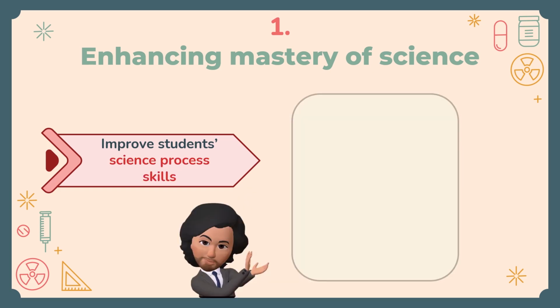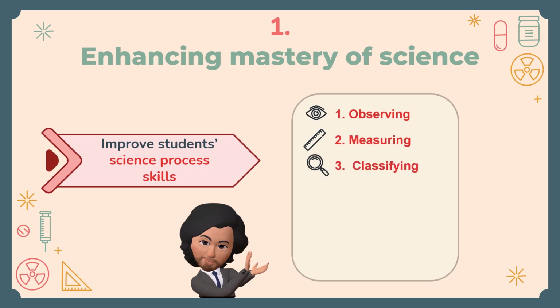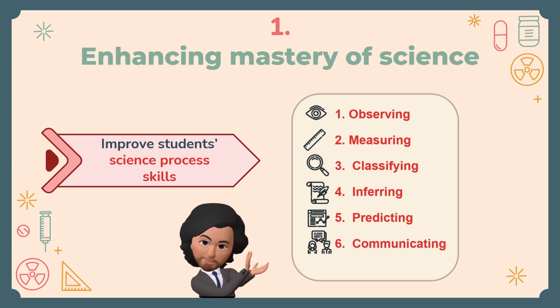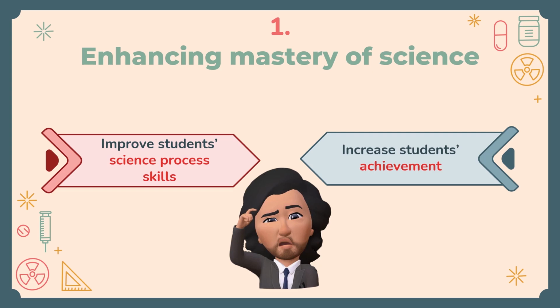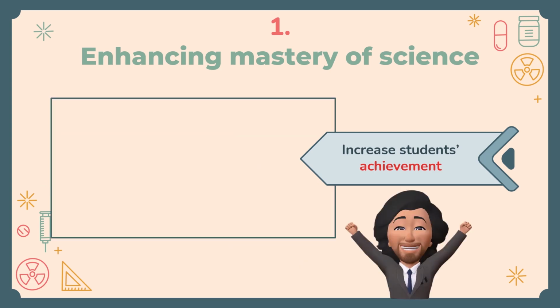Before that, let's take a look at the crucial elements required in science process skills. It includes observing, measuring, classifying, inferring, predicting, and communicating. These skills are necessary to ensure whether an experiment is successful or not. Now, let's get back to our previous question. How do experiment and laboratory skills increase students' achievement?